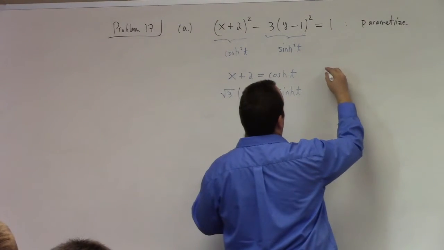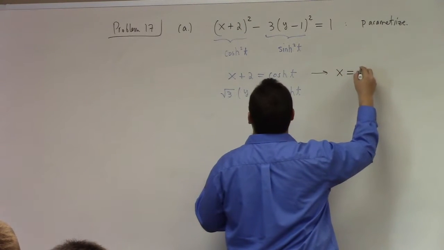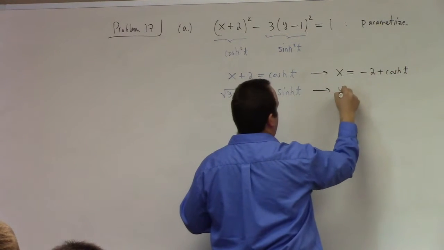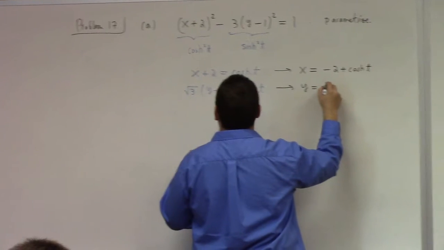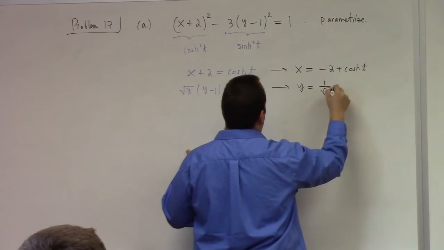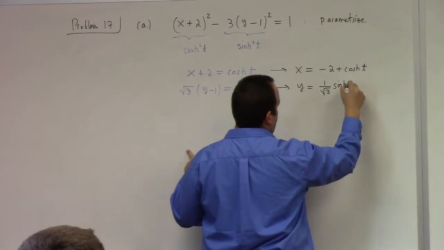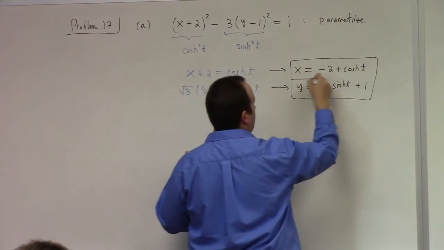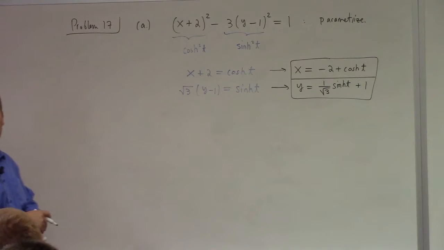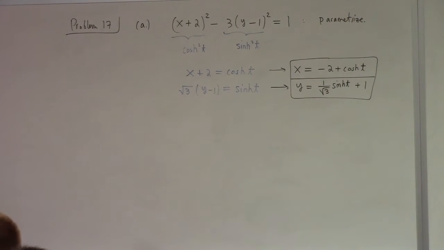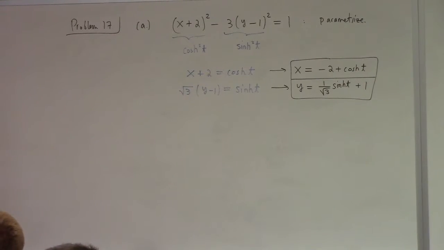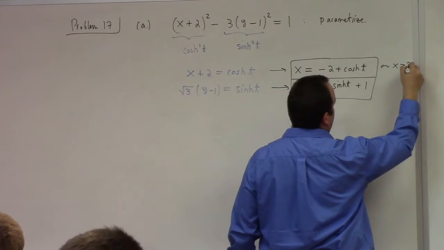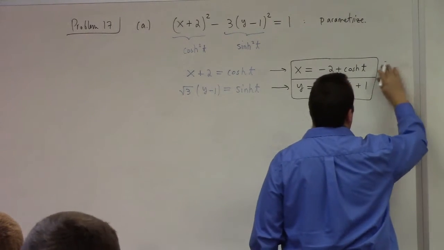So x equals minus 2 plus hyperbolic cosine of t, and y is equal to 1 over the square root of 3 times hyperbolic sine of t, plus 1. And those are the parametric scalar equations which would parameterize that curve. This forces x to be greater than or equal to minus 2, well, not even minus 2. x greater than or equal to what?